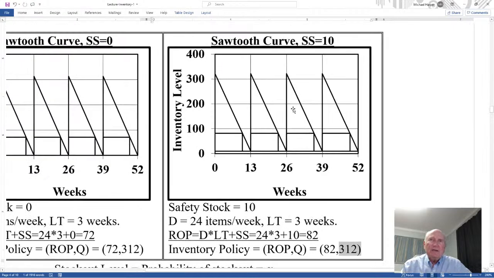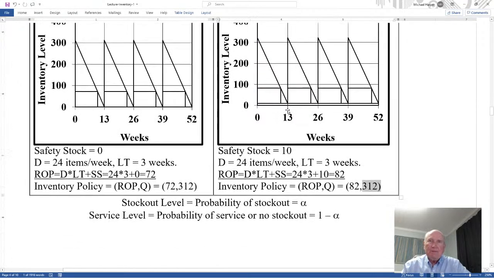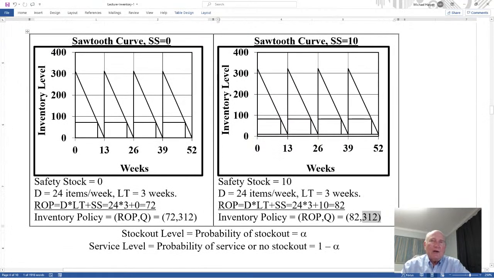Now, some terminology that we'll use next week. The probability of a stock out, alpha, is called the stock out level. The probability of having a stock out within an inventory period is called the stock out level. And that's a probability. We'll calculate that next week when we get to inventory number 2.